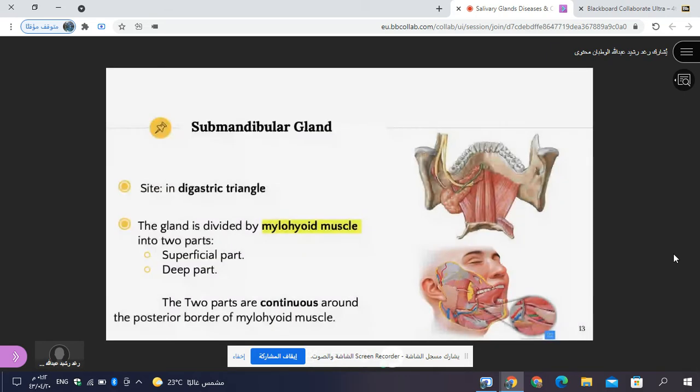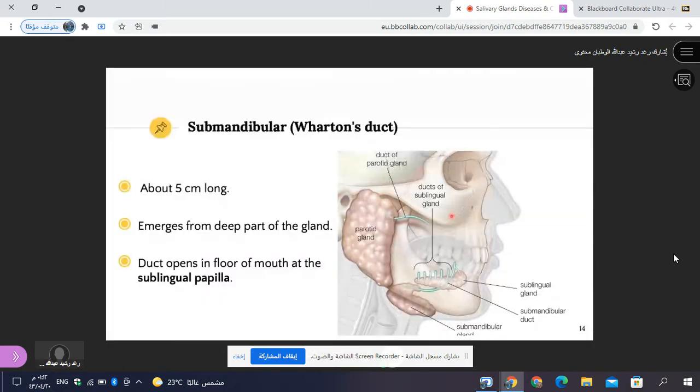Regarding the anatomy of the submandibular gland, it sits in the digastric triangle. As we said about the parotid gland, there is an important structure, the facial nerve. But here the submandibular gland is divided by the mylohyoid muscle, which is the floor of the mouth, into a superficial and a deep part. The submandibular duct is about 5 cm long, comes out of the deep part of the gland, and opens in the floor of the mouth at the sublingual papillae.